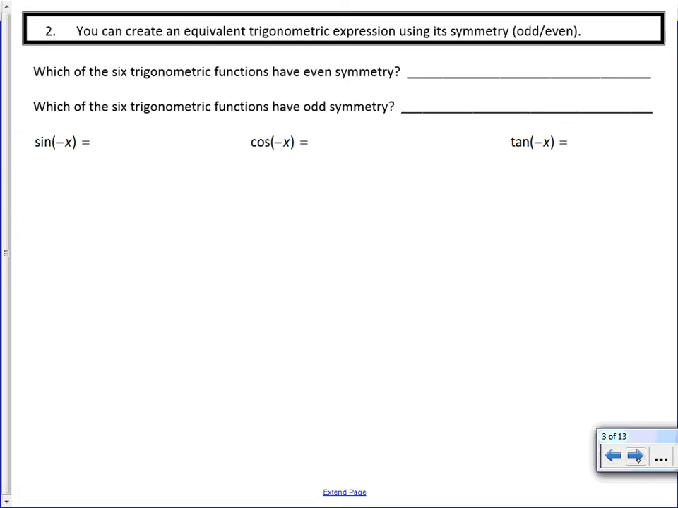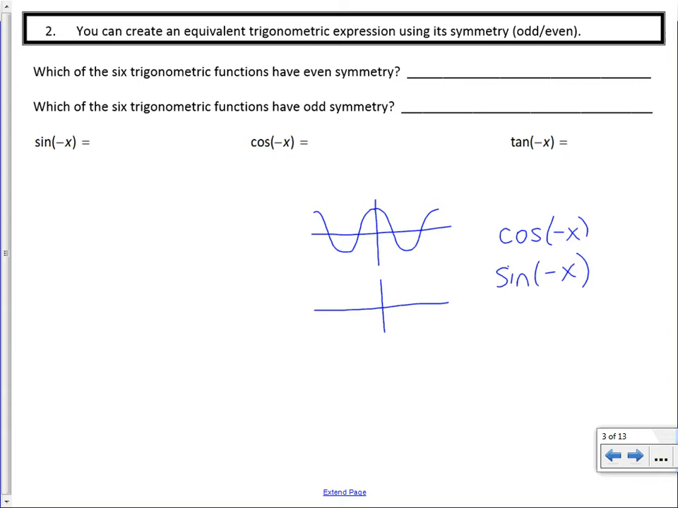So you can create an equivalent trigonometric expression using its symmetry, odd or even. You guys remember way back in the first week of the course, we talked about symmetry as a characteristic of a function. I just said, hey, trig functions are coming up later, but you should just know these rules. Do you remember that? I made you memorize a rule for cos and for sine, based on the symmetry of those two graphs. So again, how would you describe the symmetry of cosine, guys, versus the symmetry of sine?